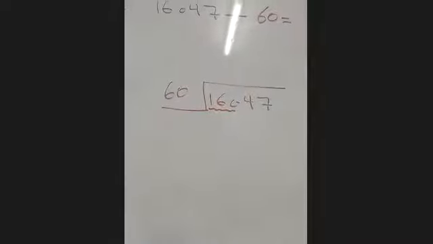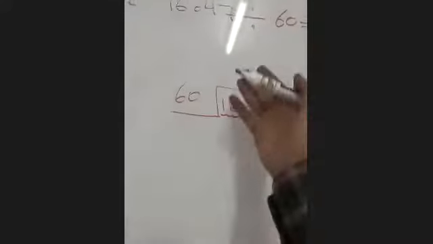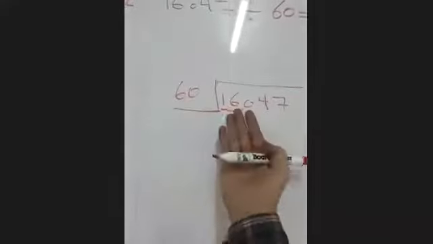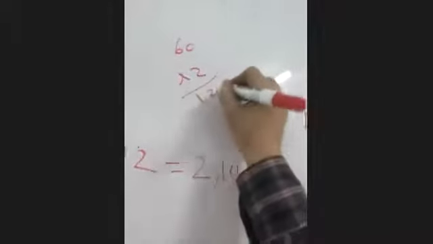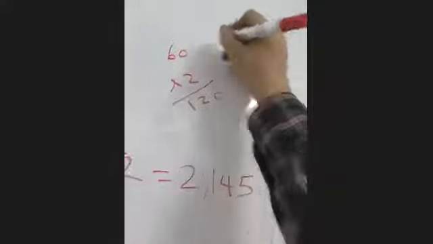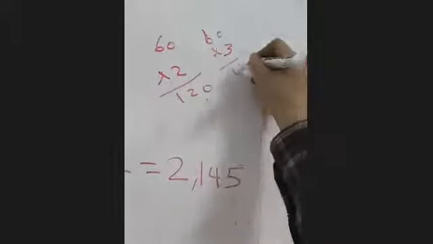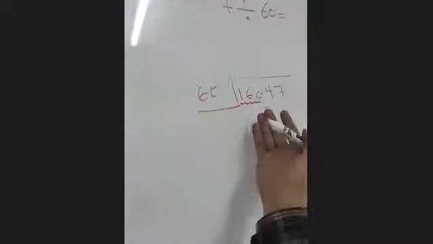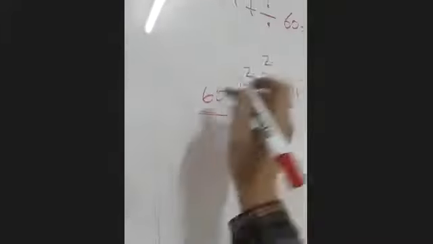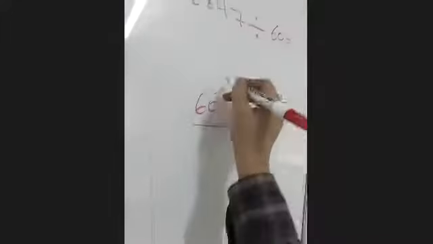Now we have 160 on 60. We need to try numbers, multiply with 60 to get this number or less. So I will start with the number 2. 2 by 60 is 120, but 3 by 60 is 180. So I will choose what? The 2, because 180 is bigger than 160. So I'll choose the 2. 2 by 60, 120, and I will make what? Subtraction. Now 0 minus 0, 0, 6 minus 2, 4, 1 minus 1, 0.